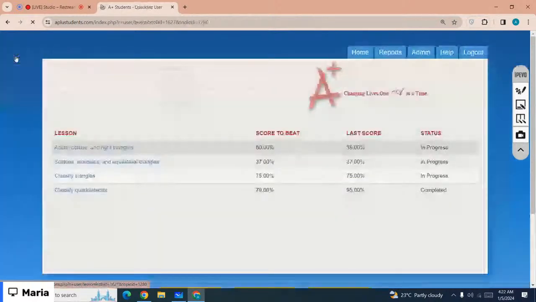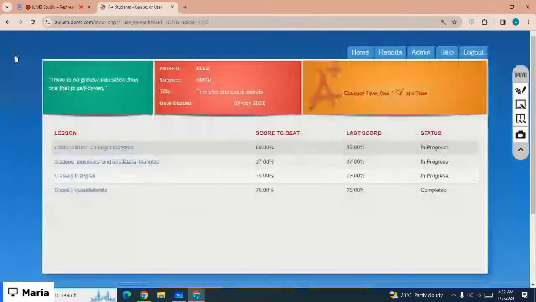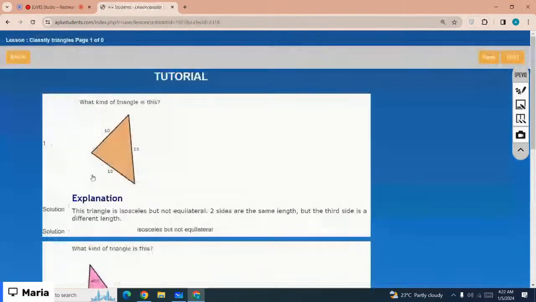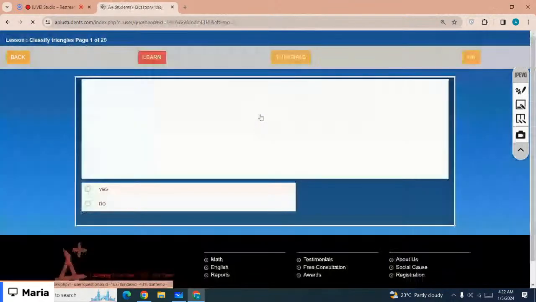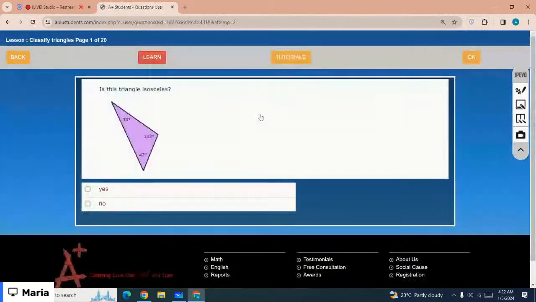And the next lesson is classify triangles. Okay, what kind of triangle is it? You are not given the options. Let's just start with the test questions. What is this triangle? Isosceles, which is the correct option?